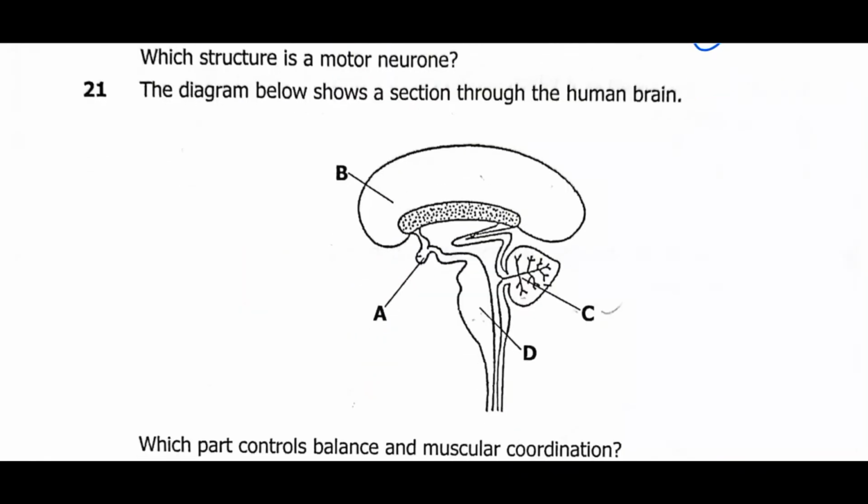Then we move on to question 21. The diagram below shows a section through the human brain. Which part controls the balance and the muscular coordination? So we are dealing with the cerebellum. So the structure that represents the cerebellum is structure C.